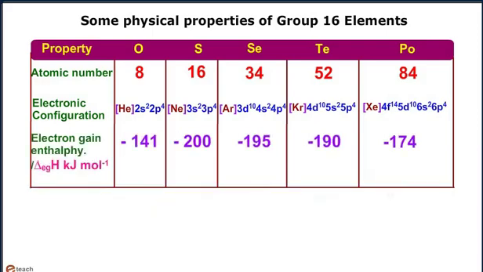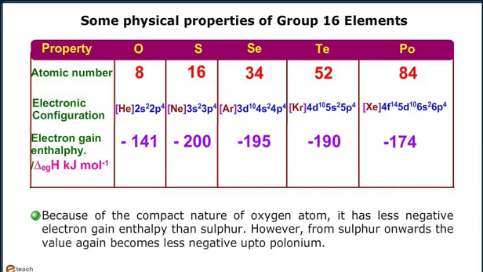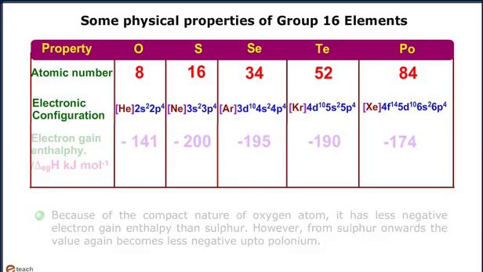Now observe the variation in electron gain enthalpy. Because of the compact nature of oxygen atom, it has less negative electron gain enthalpy than sulfur. However, from sulfur onwards, the value again becomes less negative up to polonium.